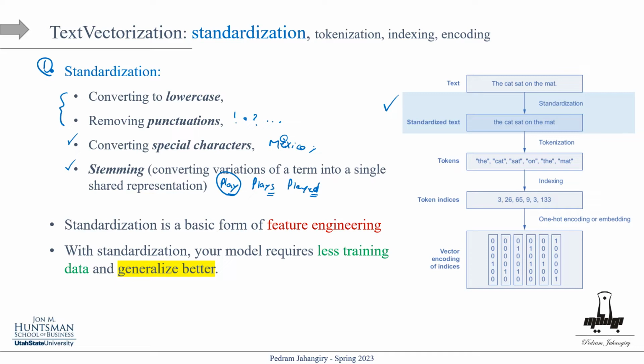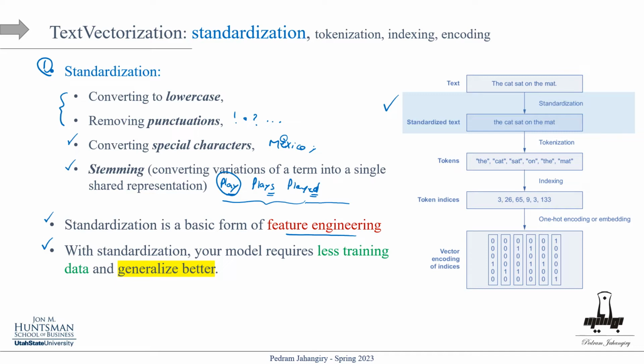As you can see, standardization is a basic form of feature engineering. Of course, we're going to pass these methods to the layer, and it's going to be done automatically. Also know that with standardization, the model requires less training data. For example, instead of training the model on 3, 4, 5 different words, we're going to use one word. That way it's going to generalize better. So this is a plus side.